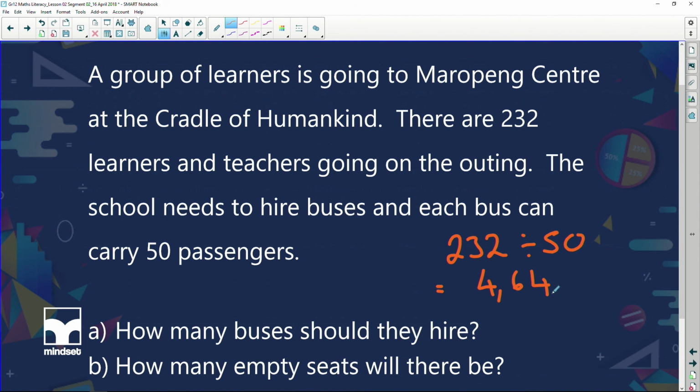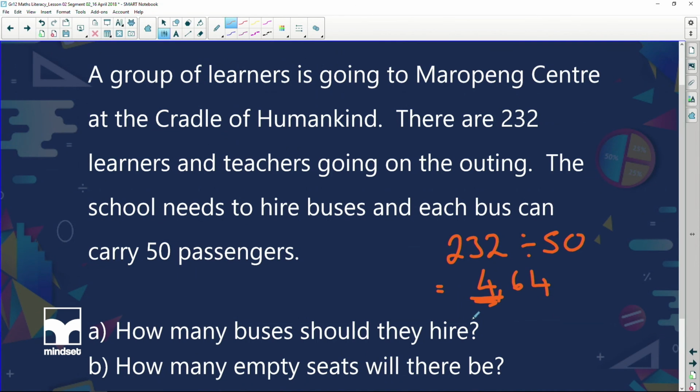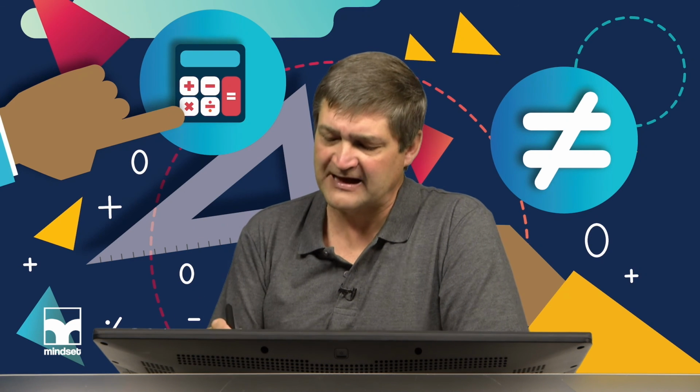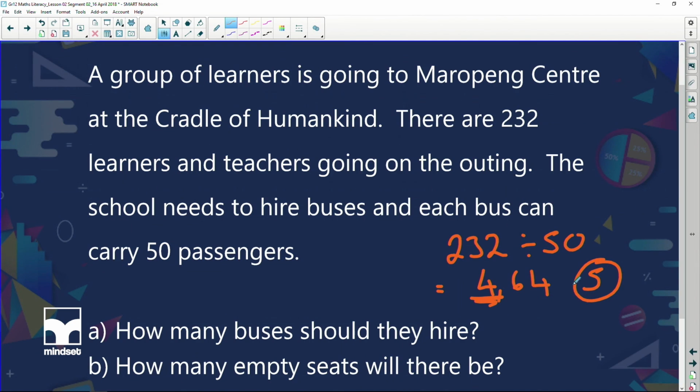Okay, now here's the problem, folks. I can't buy a part of a bus. We can't cut the back part off and just use the front part. We've got to use the whole bus. If I just take 4 buses, oh, shame. Some students have got a long way to run, okay? But if I buy 5 buses, all the students will fit in. But there'll be empty seats, won't there? Of course there will be.